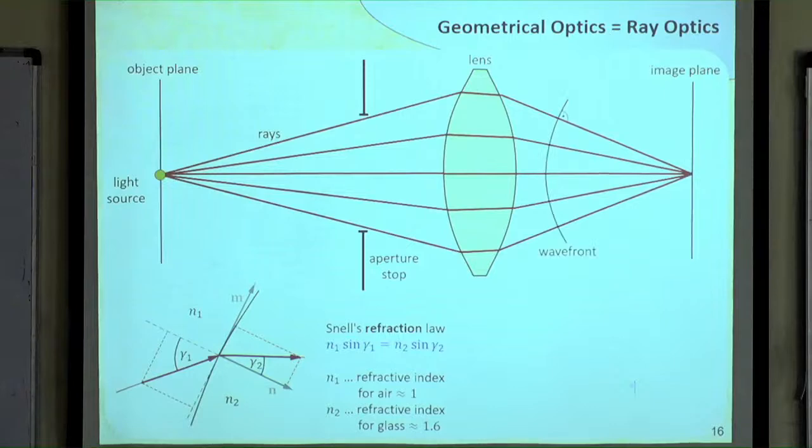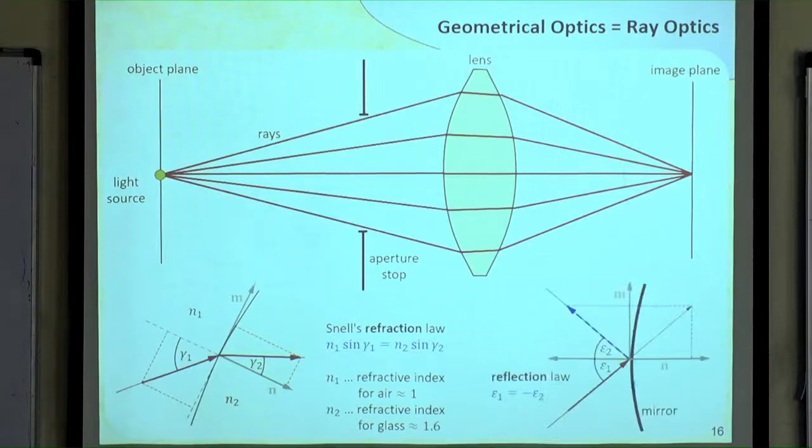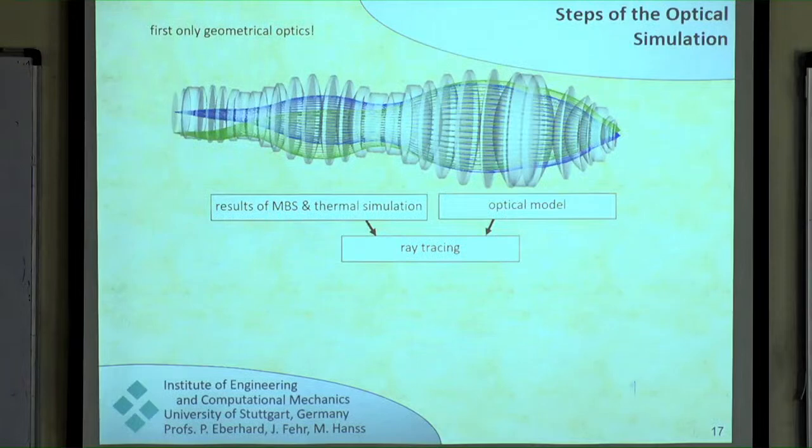And now there are different things which can go wrong. For example, the focus point can move up and down. This is called defocus deviation. Or the wavefront cannot be circular as it is here. It can have another shape. There can be reflections. All kinds of things can go on.